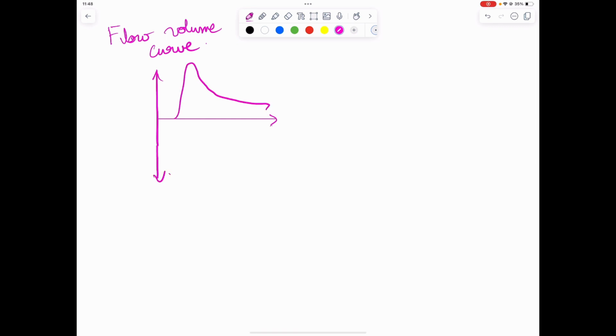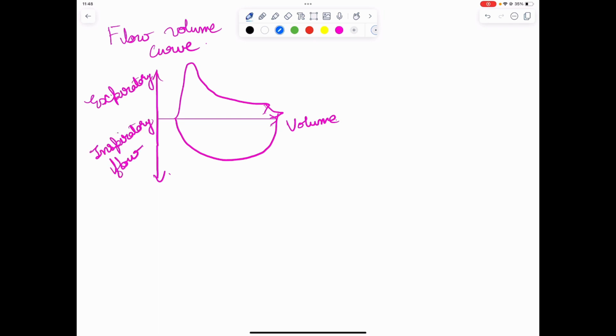This is the dog scooping pattern, and this is the inspiratory reserve volume. Now this is volume, this is expiratory, and this is inspiratory flow. This is total lung capacity and this is residual volume. So this is the obstructive pattern.